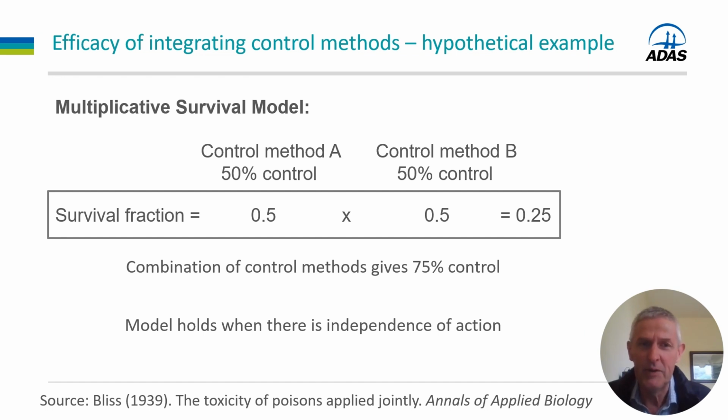And what the multiplicative survival model does is multiply together those survivorships. So you multiply together 0.5 by 0.5 and it gives you 0.25, which is predicting that the combination of control methods A and B should give you approximately 75% control. And this model holds true when the control methods are broadly independent in their action. So if, for example, you are mixing two chemicals within the same mode of action, then this model would not hold. But if you were, for example, combining host resistance and a fungicide, then this method should hold true.